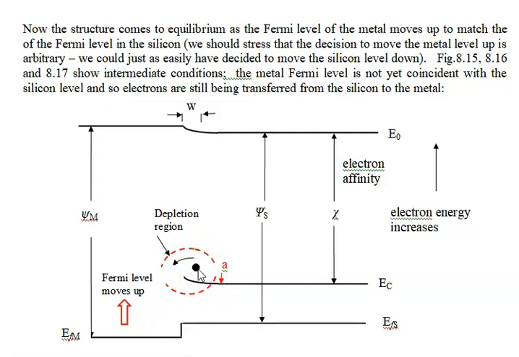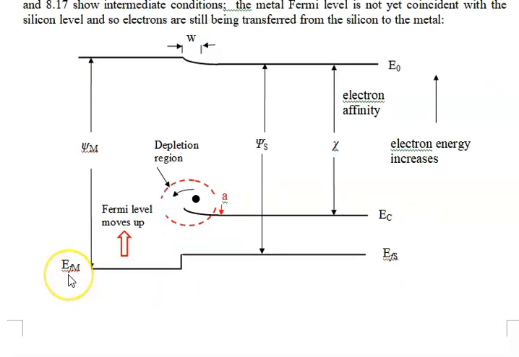What happens is that electrons go from the semiconductor into the metal. Now you might ask the question, what happens if the work function phi sub m is less than phi sub s? In other words, if the Fermi level for the metal was up here, well, then electrons would go from the metal into the semiconductor, and that's an important case, actually.